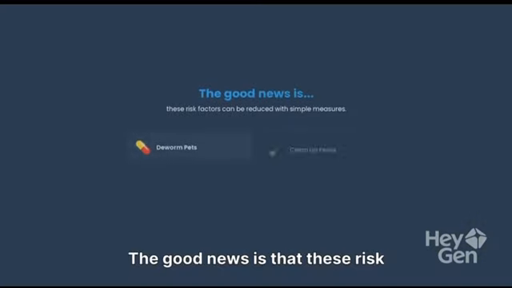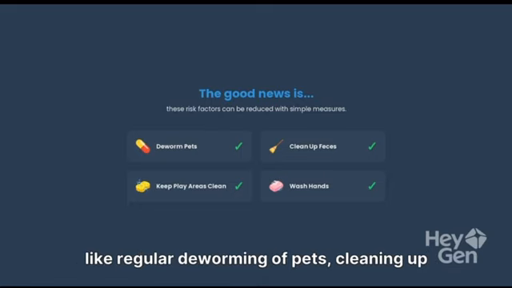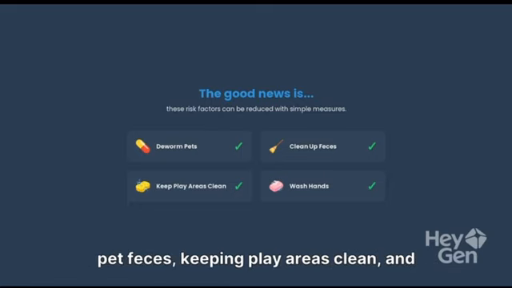The good news is that these risks can be reduced with simple measures, like regular deworming of pets, cleaning up pet feces, keeping play areas clean, and washing hands.